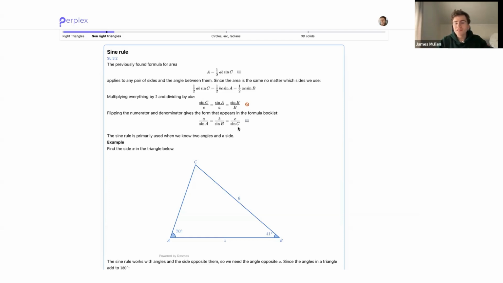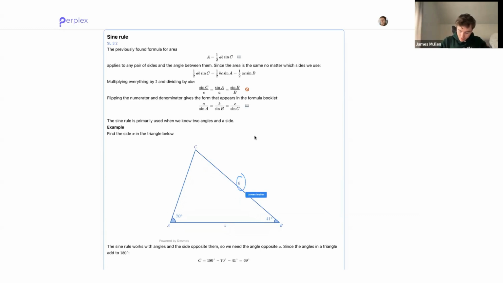So they tell you that A over sine A is equal to B over sine B is equal to C over sine C. What does that mean in words? It means that the ratio of a side length to the sine of the angle opposite it is always the same in a triangle. So in this example that I have here, 6 over sine of 70 is going to be the same as whatever this length is over the angle 41. Okay? So the ratio of the opposite side to the sine of the angle is a constant in every triangle. All right? And it's not necessarily the same constant in every triangle, but in a specific triangle, it has to be the same for any side and opposite angle that you pick.